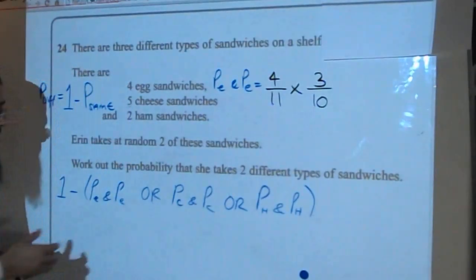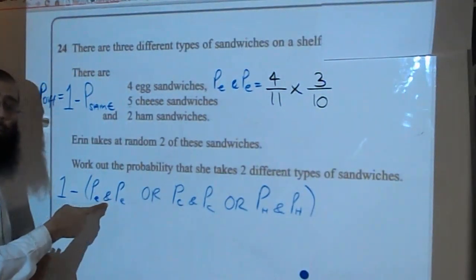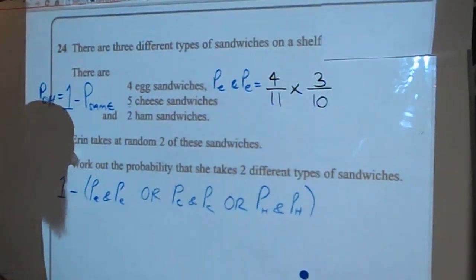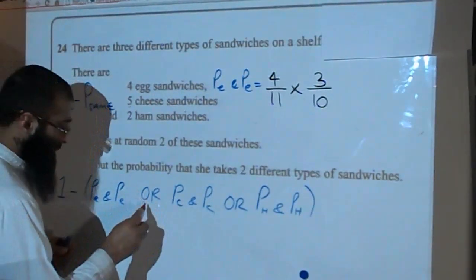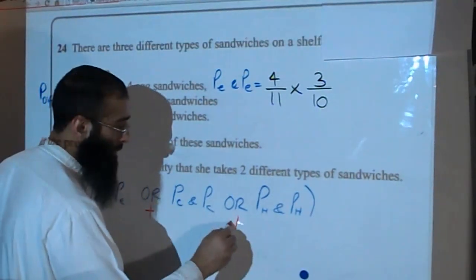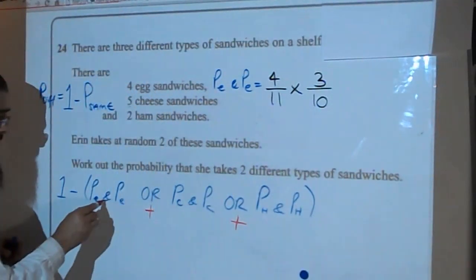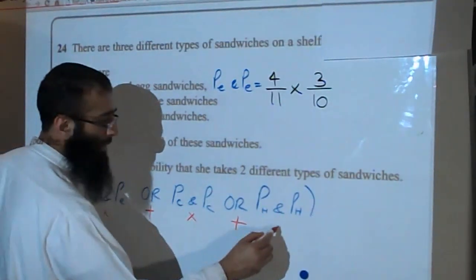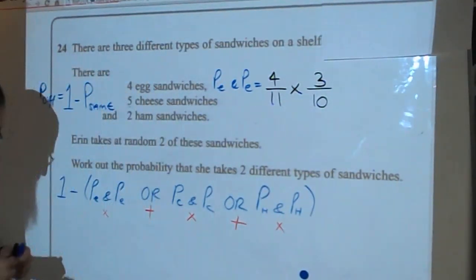Now remember this. Whenever you have an and it means times, whenever you have an or it means plus. So let's change colour a bit and put those in straight away. And means times, and means times, and means times.